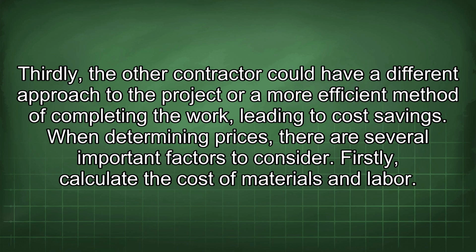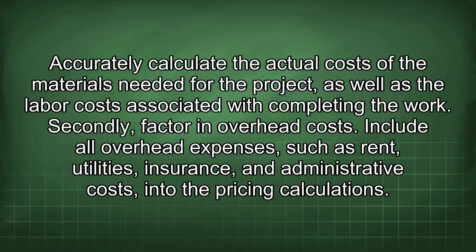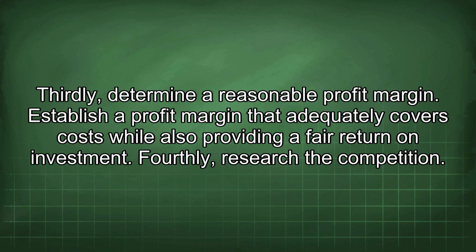When determining prices, there are several important factors to consider. Firstly, calculate the cost of materials and labor. Accurately calculate the actual costs of the materials needed for the project, as well as the labor costs associated with completing the work. Secondly, factor in overhead costs. Include all overhead expenses, such as rent, utilities, insurance, and administrative costs, in the pricing calculations. Thirdly, determine a reasonable profit margin. Establish a profit margin that adequately covers costs while also providing a fair return on investment.